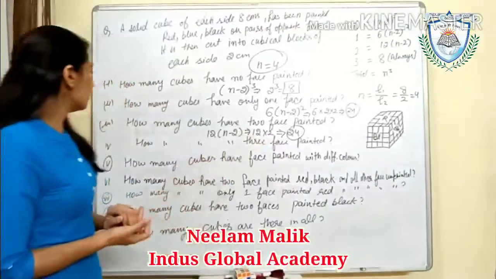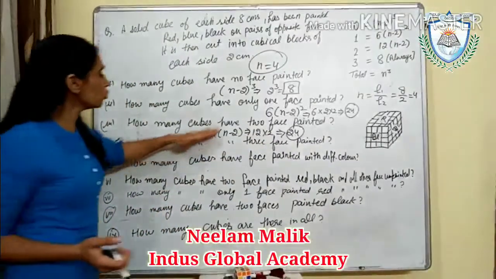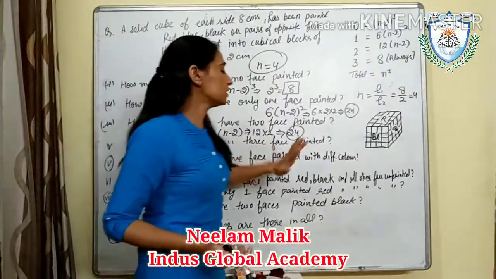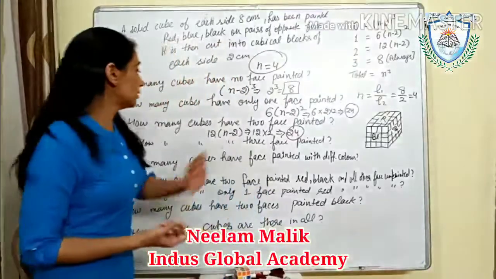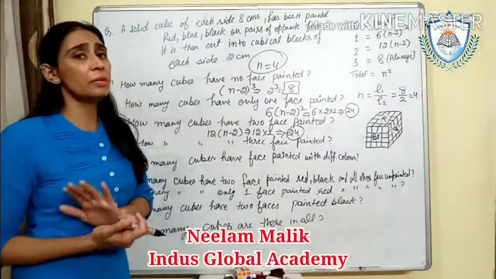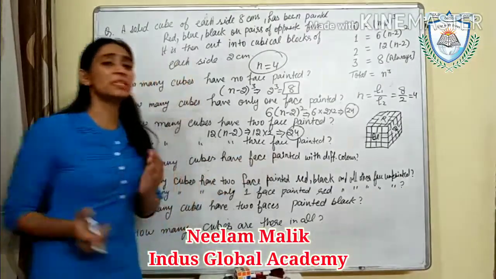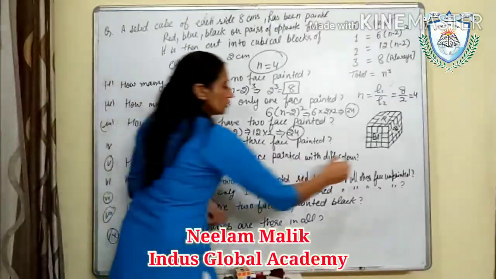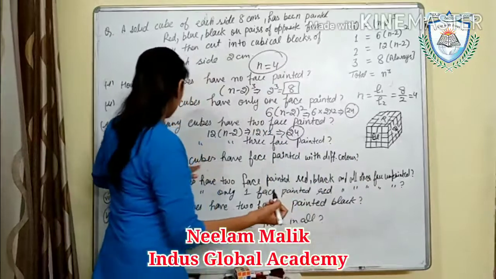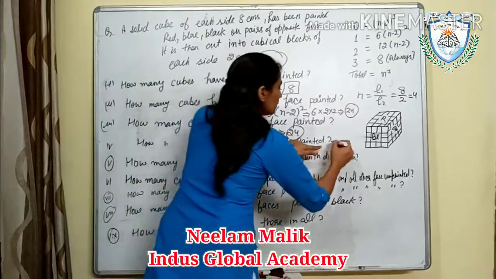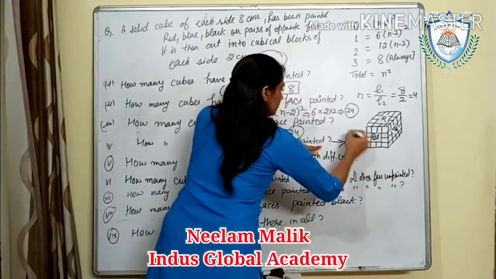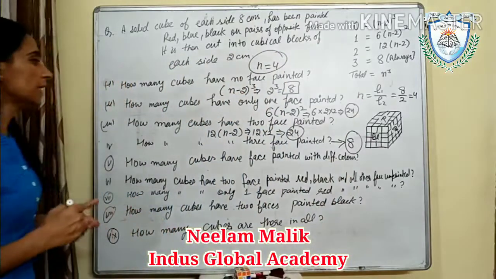Okay. Now, how many cubes have three faces painted? Here also they are not talking about any particular color. They just want to know about the three faces painted. That is always fixed. So that will always be 8.